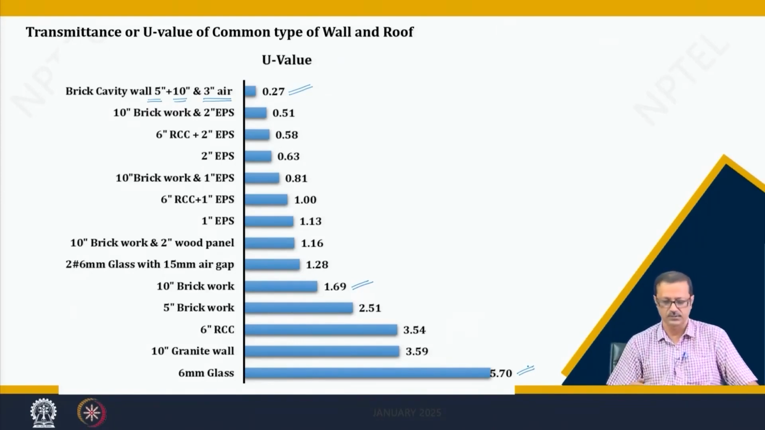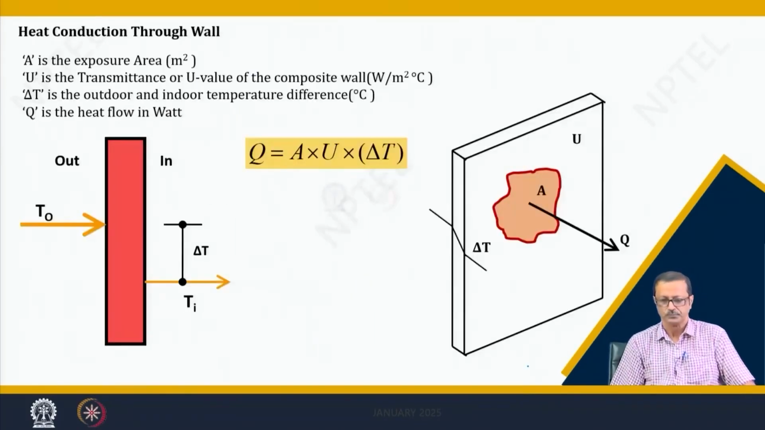So, a lower U value is definitely better, because that will be conducting less heat, and it will give us less heat load or cooling load.